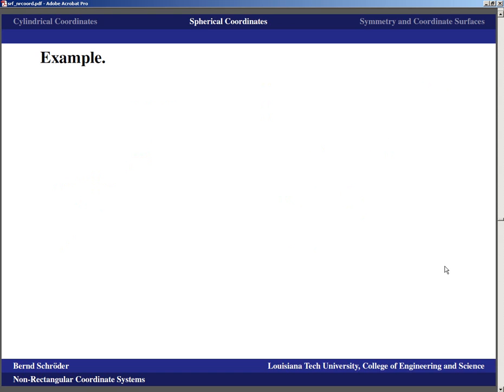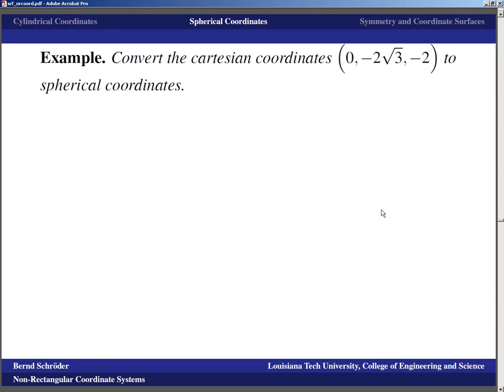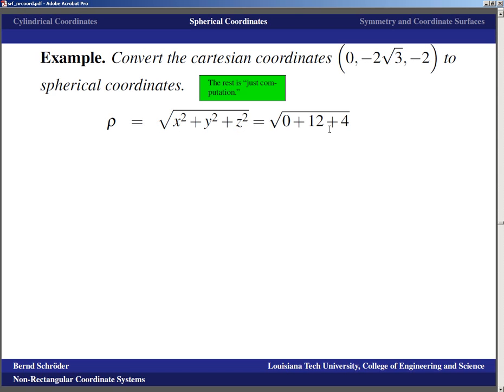Okay, as an example, if we convert the Cartesian coordinates (0, -2 root 3, -2) to spherical coordinates, how do we do that? Well, it's just computation. Just use the formula. Rho is the square root of x squared plus y squared plus z squared, so that would be the square root of 0 plus 12 plus 4, and that's the square root of 16, which is 4.